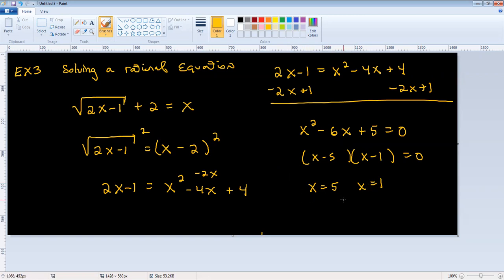And we have to check this, okay? If you plug in the 5, it checks out, so true. But if you plug in the 1, 2 times 1 is 2, minus 1 is 1. The square root of 1 is 1, plus 2 is 3, which is not equal to 1. That's false. So x equals 5 is true, but x equals 1 is false. And you can check that x equals 5 is true by plugging it in: 10 minus 1 is 9, the square root of 9 is 3, 3 plus 2 is 5, and that equals 5. So we just did a quick little mental check there.